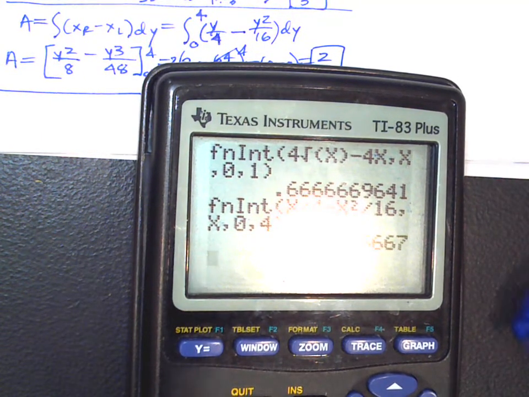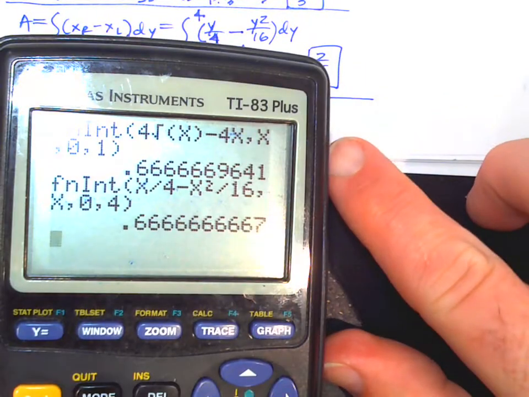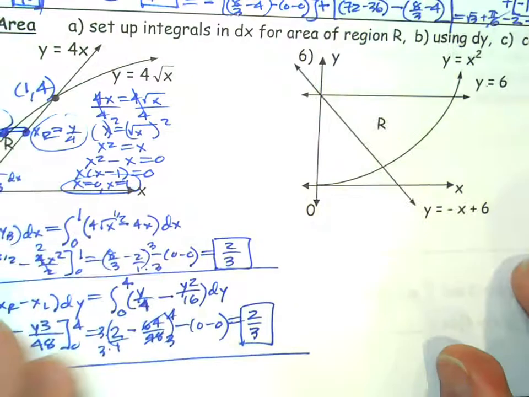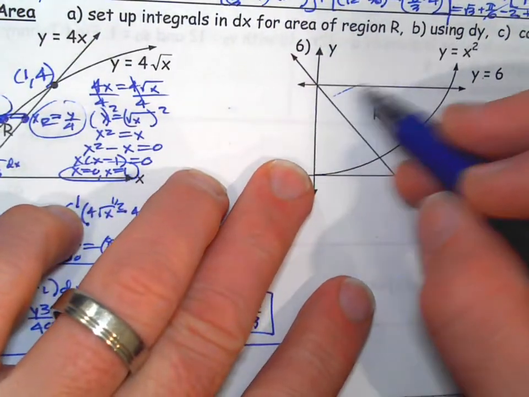It should give us the same answer. And it does. We're good. Okay, next one. Let's see if we can figure this out. So R is this region right here.